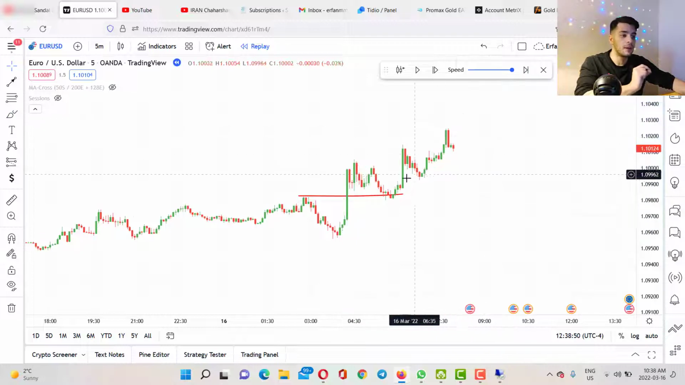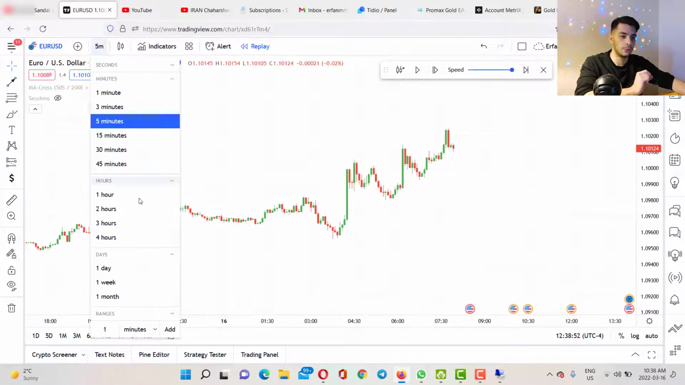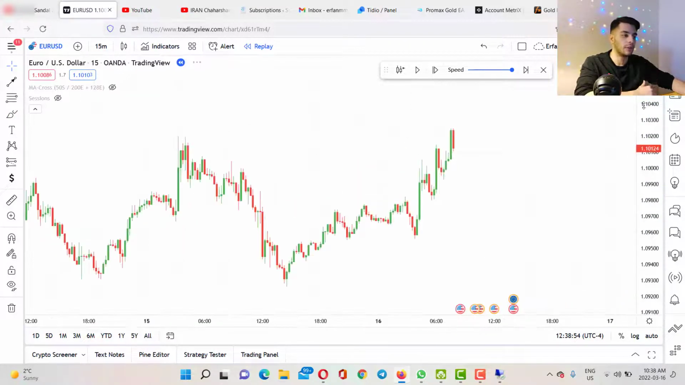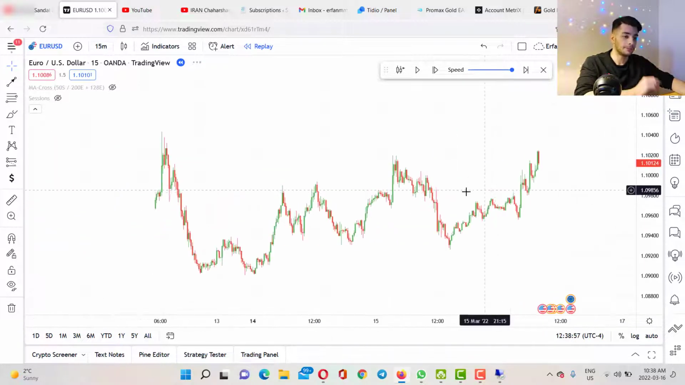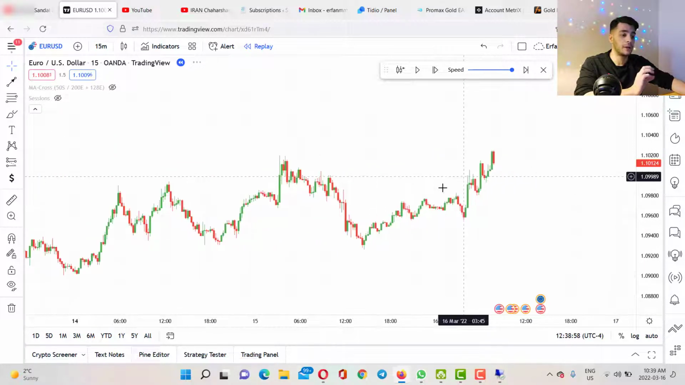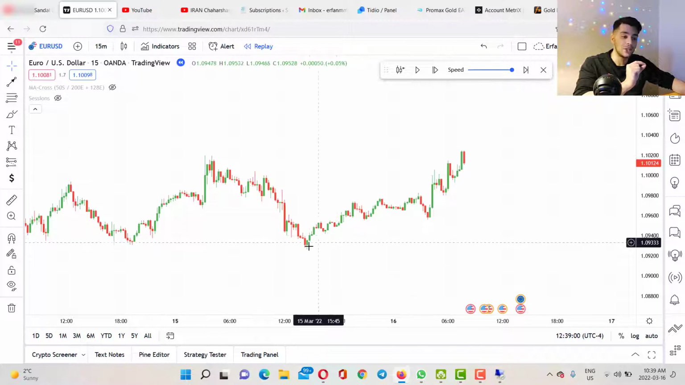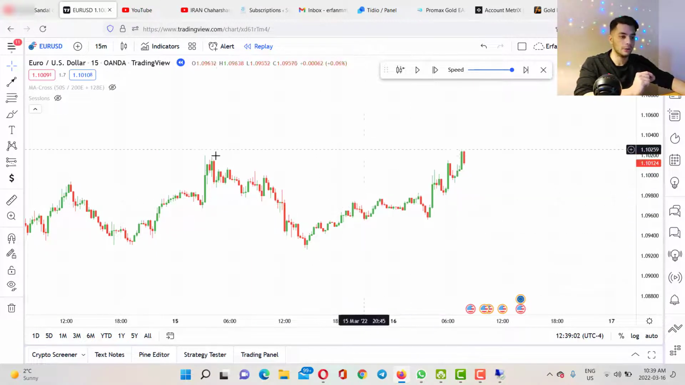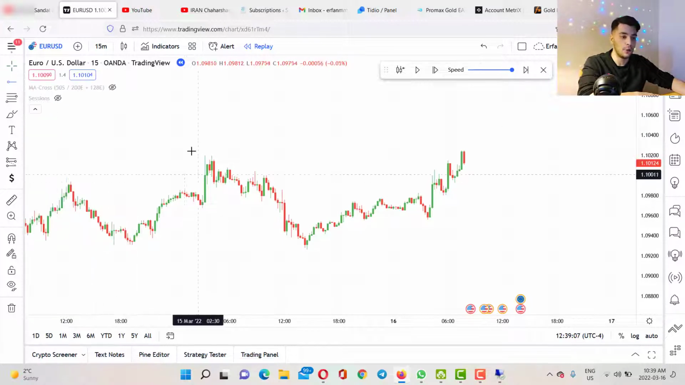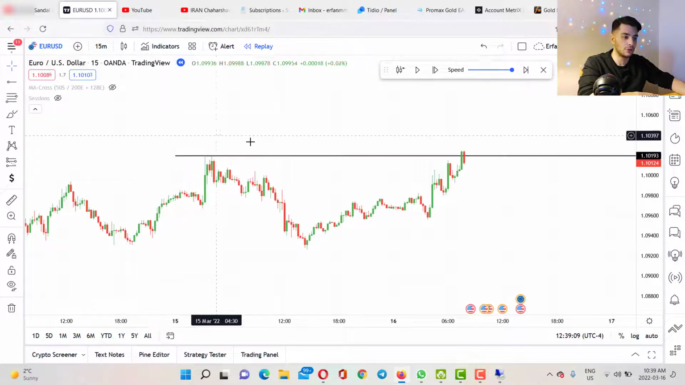So this is a 5-minute time frame, but I personally would like to take a look at 15-minute and 1-hour time frame to do a top-down analysis. But even in a 15-minute time frame, I can see the creation of higher highs and higher lows. So it gives me more confidence that the trend is actually uptrend, and we also have this breakout structure here.